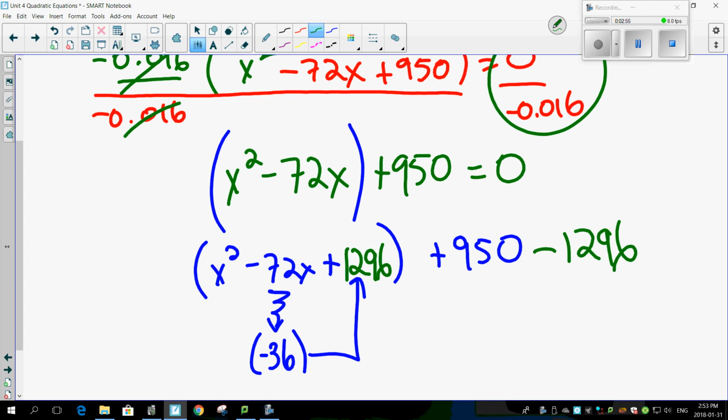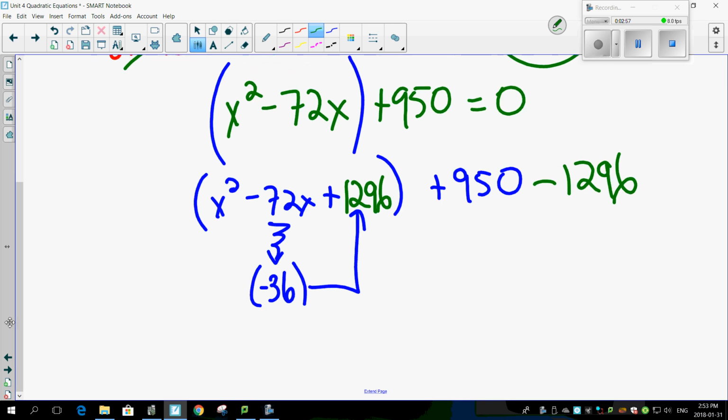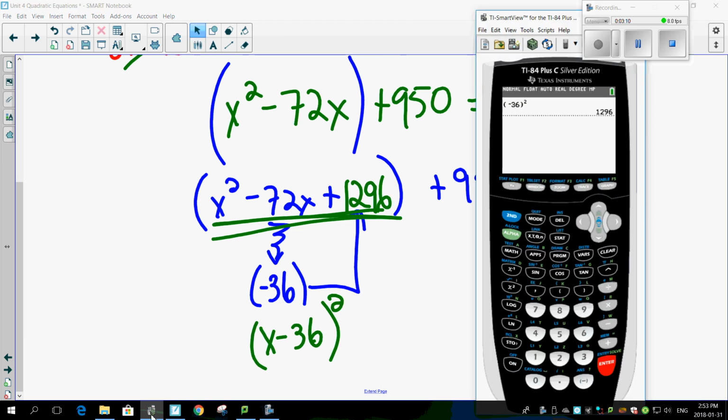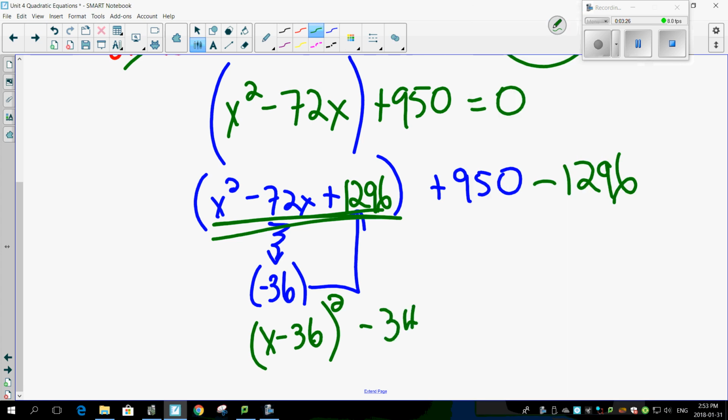All right, clean it up even some more. Here we go. We've got x minus 36, that's squared, the old completing the square principle here. We've got minus 1296 and 950. Bring up the calculator again. Okay, so 950 minus 1296 is going to give us a negative number, negative 346. Negative 346. There it is. And don't forget this whole thing equals 0.